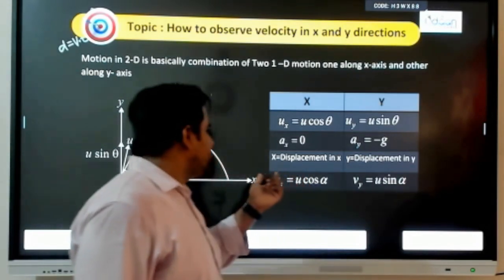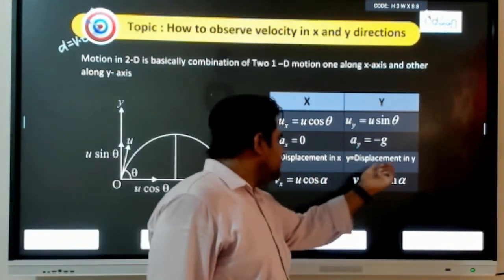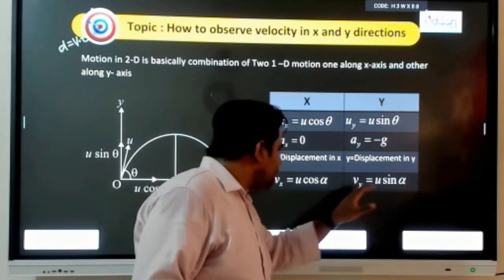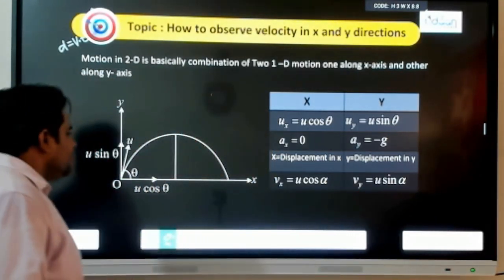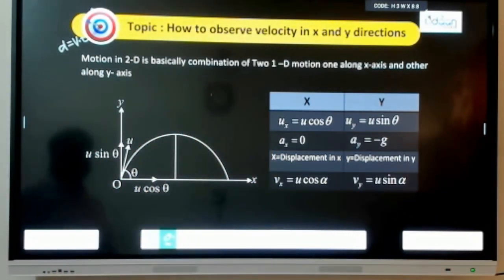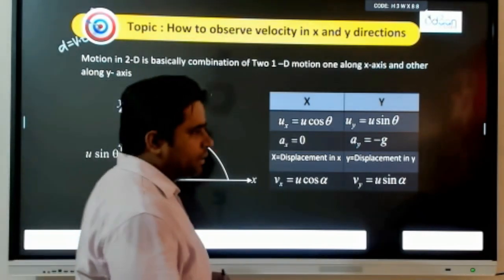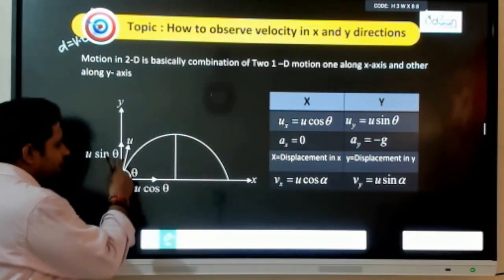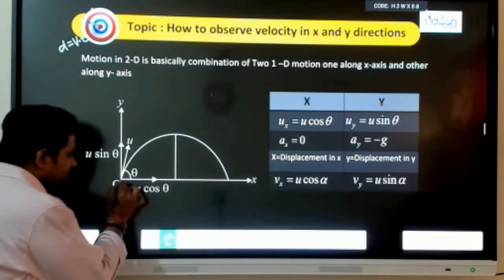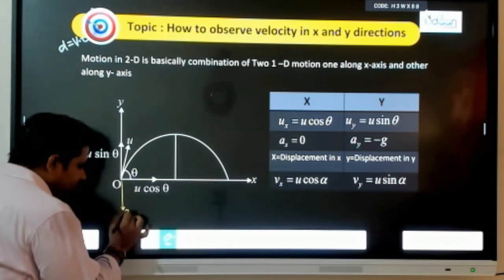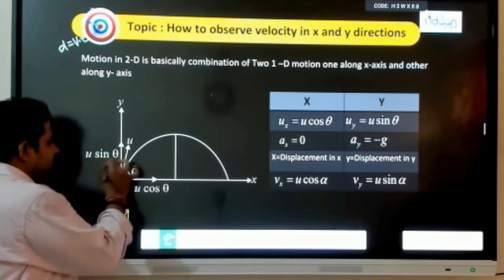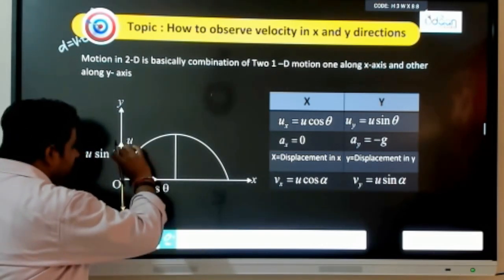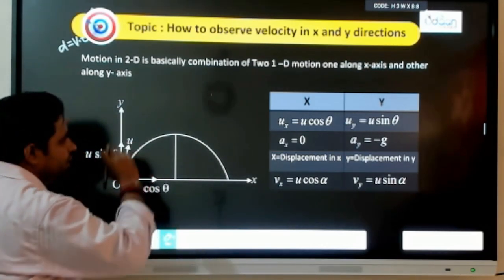x is nothing but the displacement in the x direction, y is nothing but the displacement in the y direction. vx is equal to u cos alpha, vy is equal to u sin alpha. Alpha is the angle which is changing. You have understood that u sin theta is going to vary. Why? Because acceleration is acting in the downward direction, so it will definitely change the value of u sin theta. Its value will be decreasing time and time again.